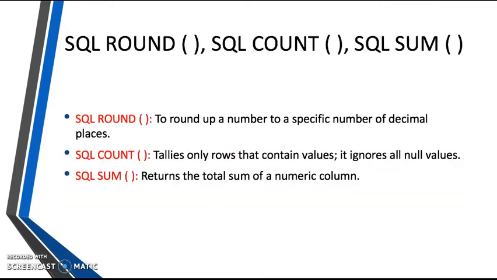Up next we have SQL round, SQL count, and SQL sum. SQL round is used to round up a number to a specific number of decimal places. SQL count is used to tally only rows that contain values, but it ignores all null values. SQL sum returns a total sum of a numeric column. Now let's see an example of each.